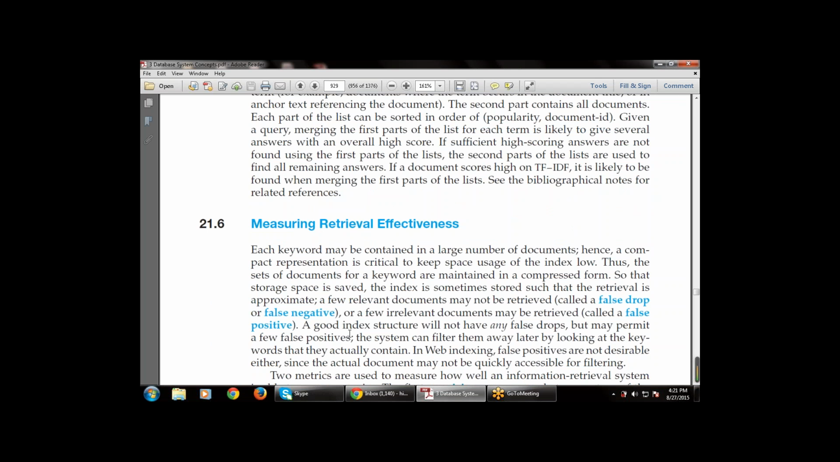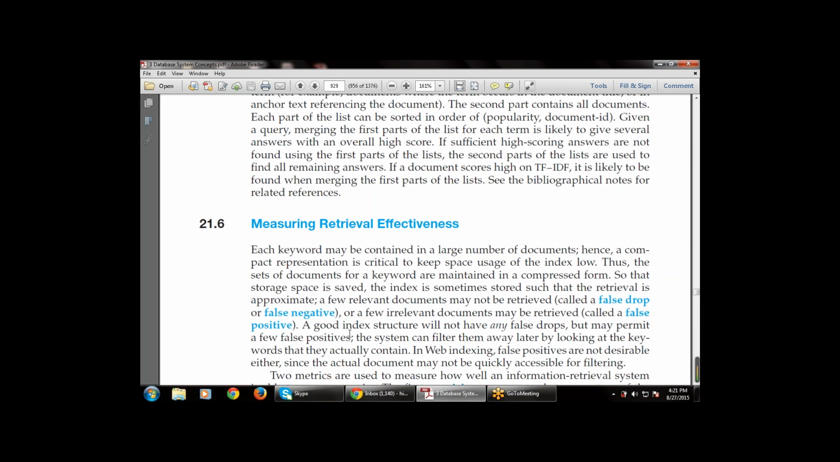Each keyword may be contained in a large number of documents, and so compact representation is critical to keep the space usage of the index low. Therefore, the set of documents for a keyword is maintained in a compressed form, so that storage space is saved.